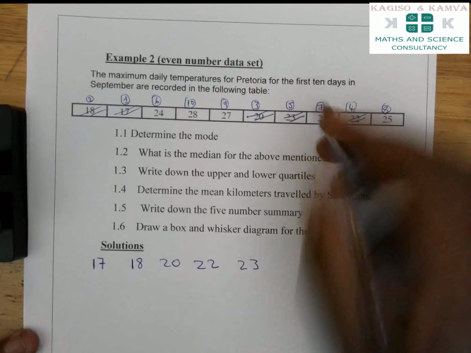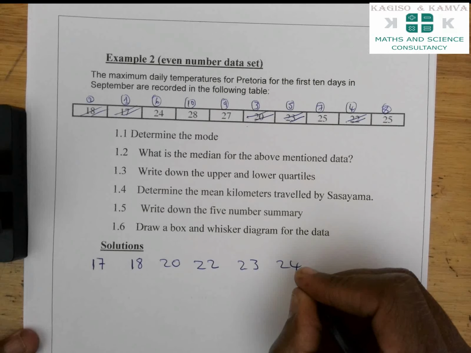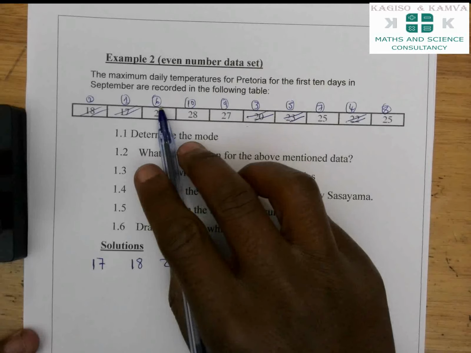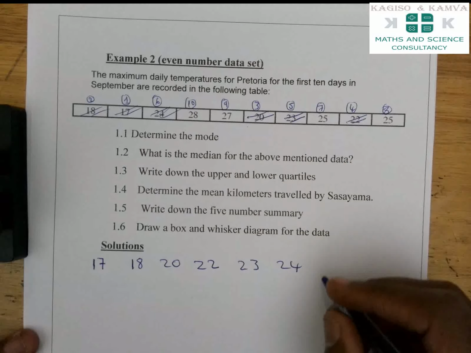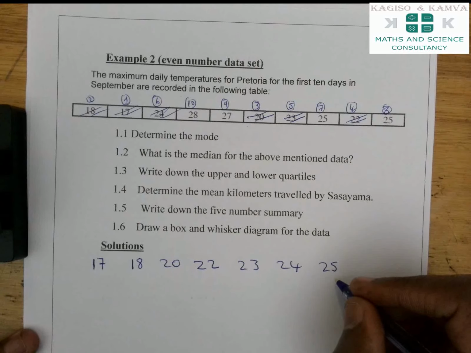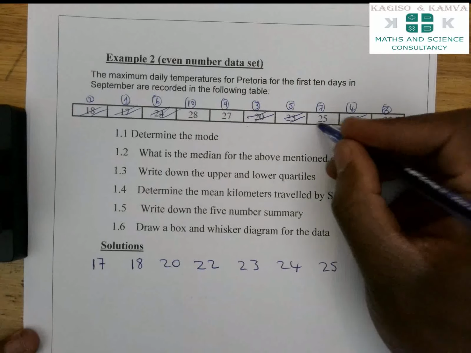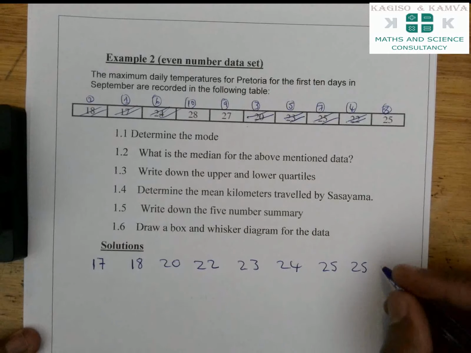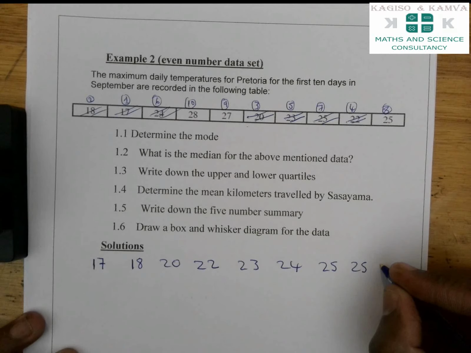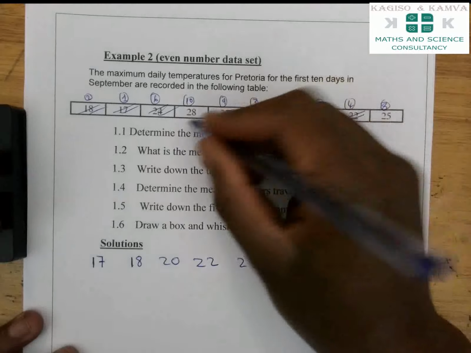The fifth is 23. The sixth is 24. The seventh is 25. It's 25. And we also have the 8th as 25. And then we are going to have the 9th as what? 27 and 28.